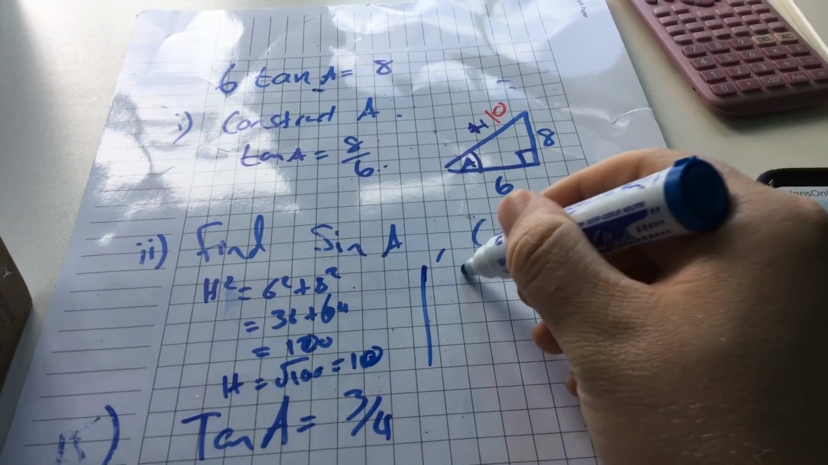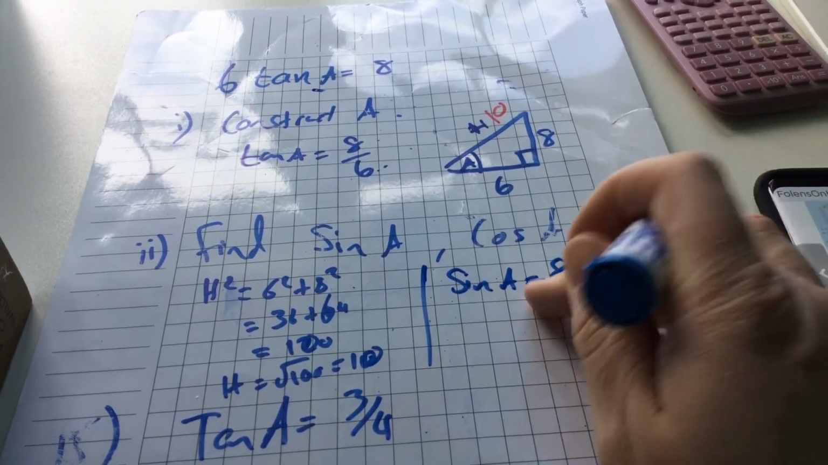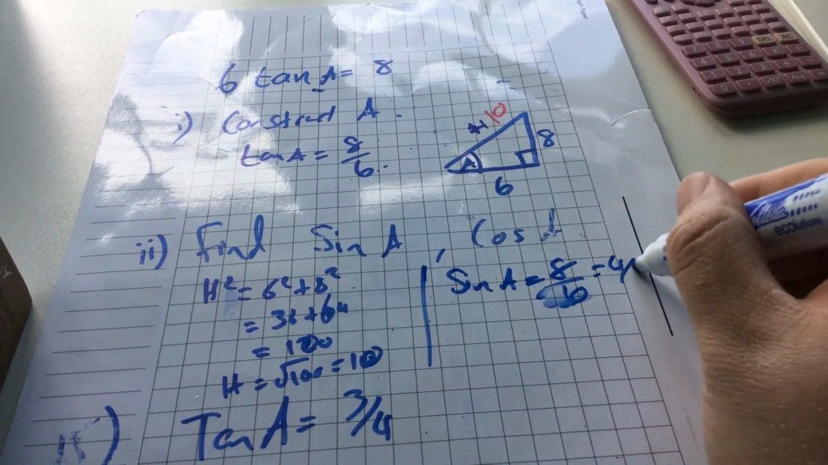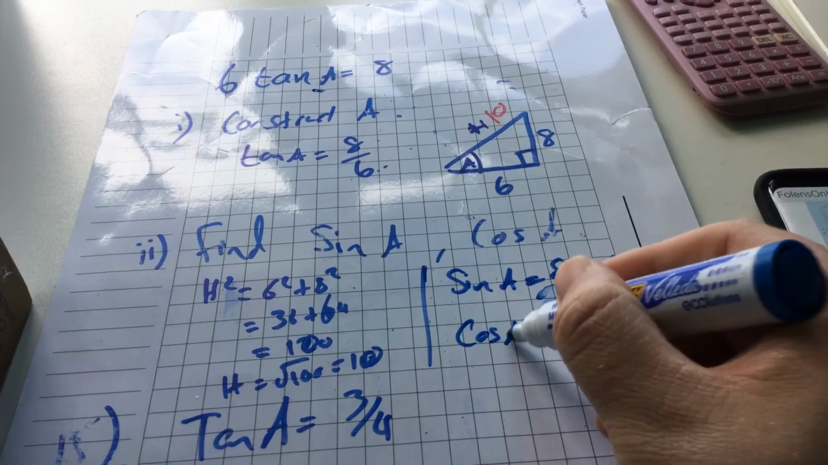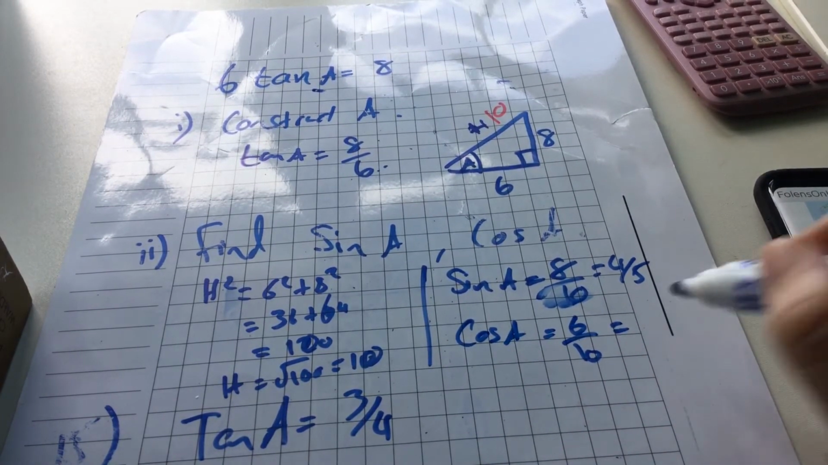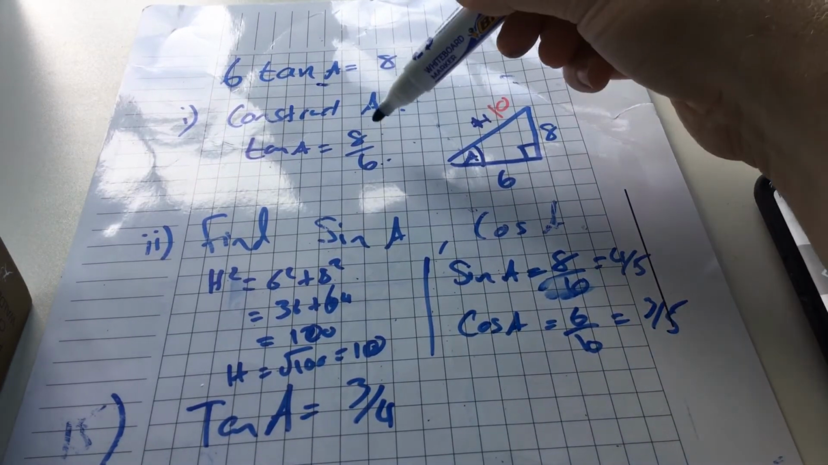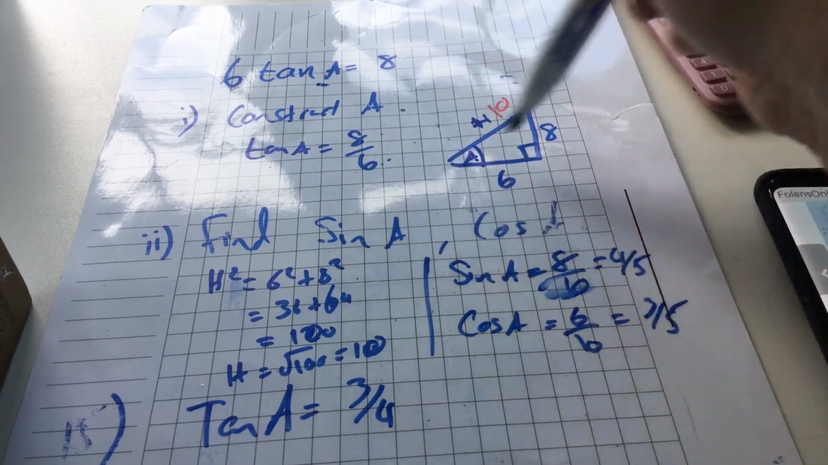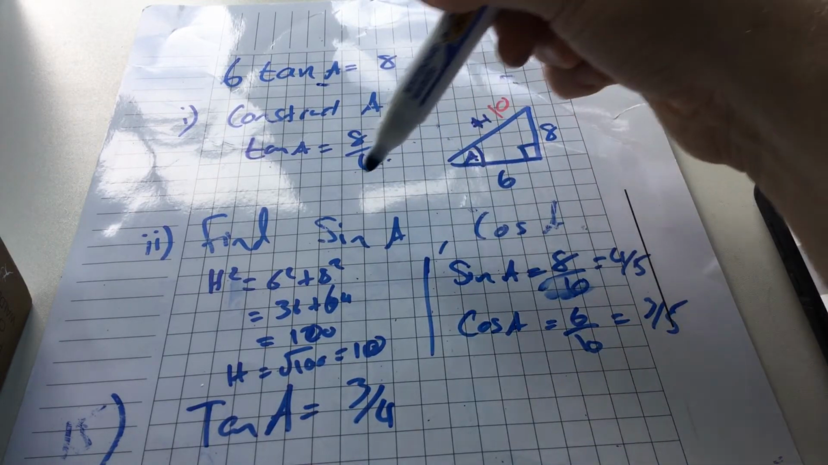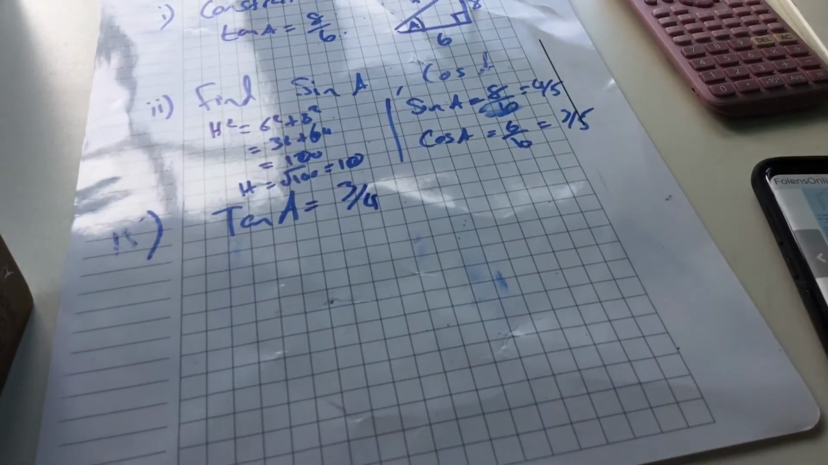So now to find sine A, it's opposite over hypotenuse. And the hypotenuse is 10, so that's 4/5. And cosine A is 6 over 10, which simplifies to 3/5. Now you could have simplified this down to 4/3, and this could be 4 and this could be 3, in which case you would have got 5 here, and that's the same result.